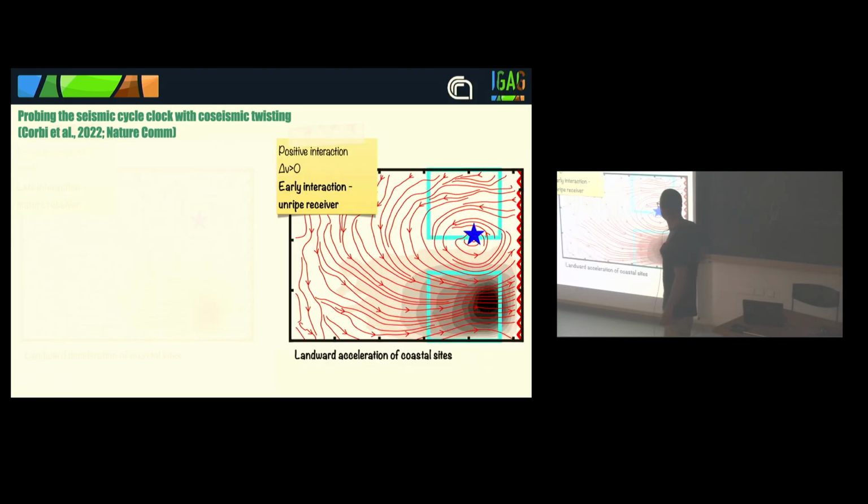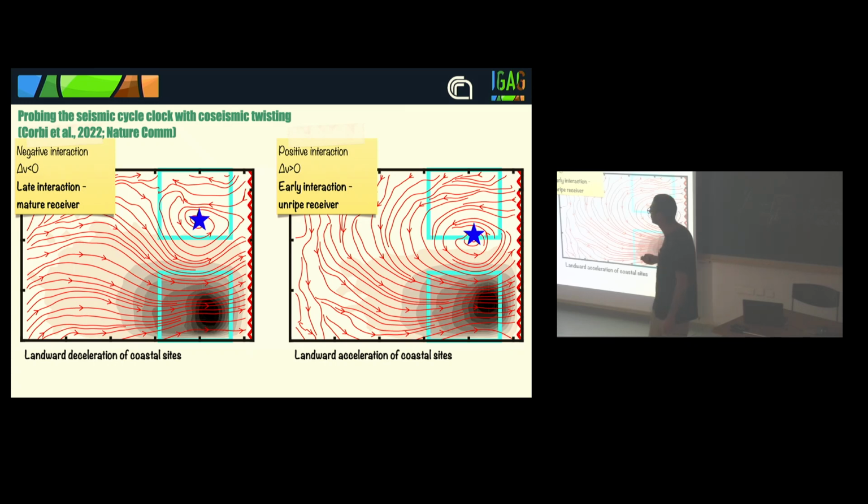In map view, we have this funny twisting behavior. The background shading here is the rupture of the southern asperity, and this is the velocity occurring at the moment of the rupture. This type of behavior occurs when we have what we call early interaction. The receiver is unripe, the earthquake cycle just started, and the landward sites are forced to go landward faster than before the neighboring earthquake.